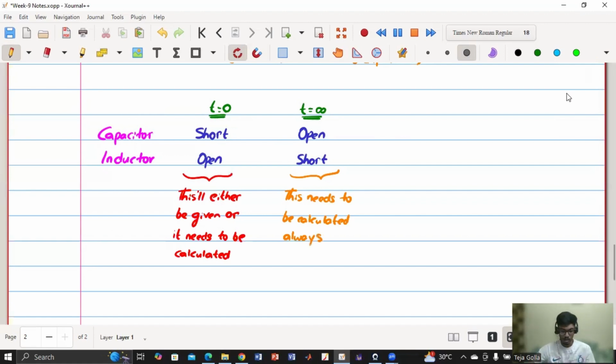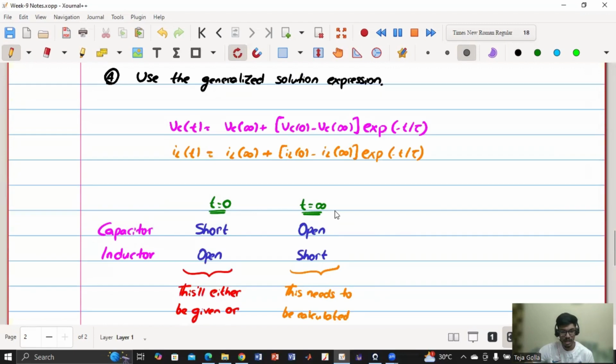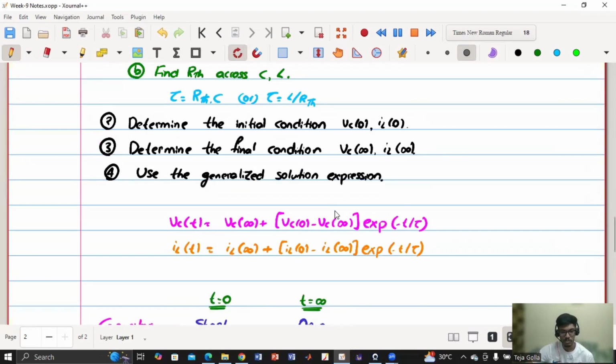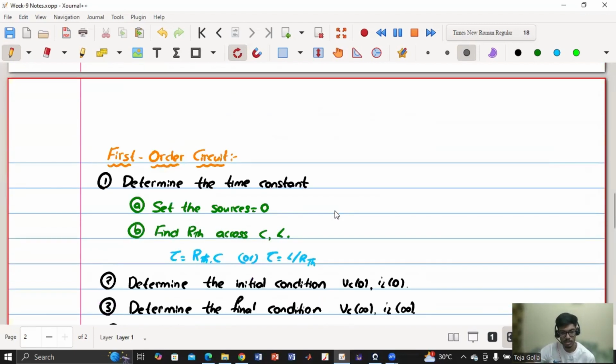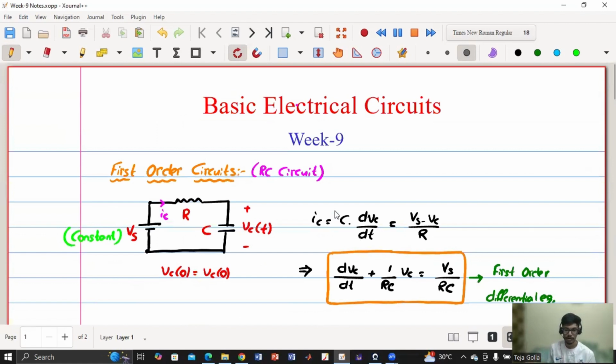Okay. So that's all about the concept behind solving the problems. The concept is simple and straightforward, but we need to solve more problems to be more confident and to also learn how to apply the concept that we have learned.